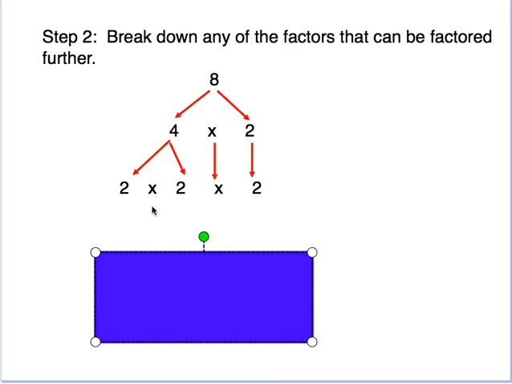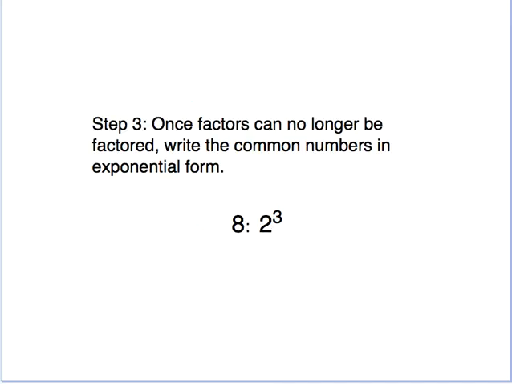However, we're not going to write 2 times 2 times 2 because there's an easier way of doing that, and we use exponents to do so. So once factors can no longer be factored, we write the common numbers in exponential form. So the number 8 in its prime factors is 2 to the power of 3.